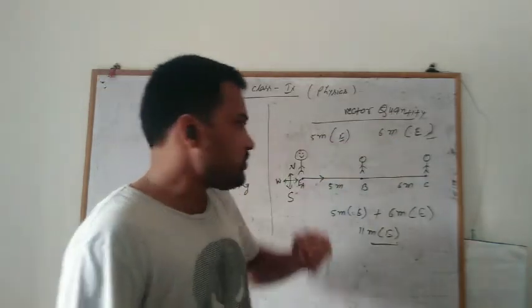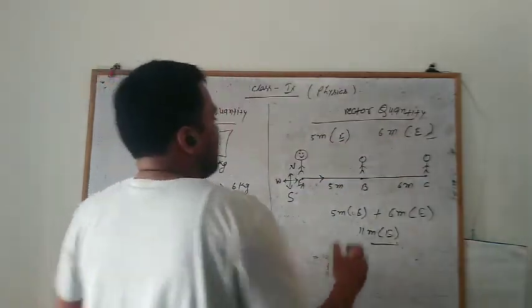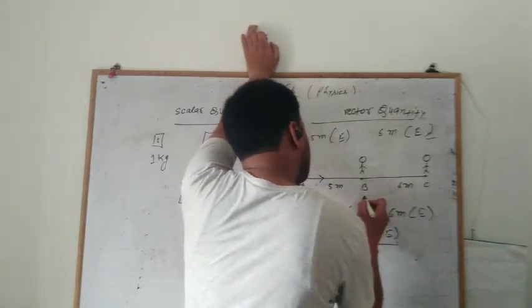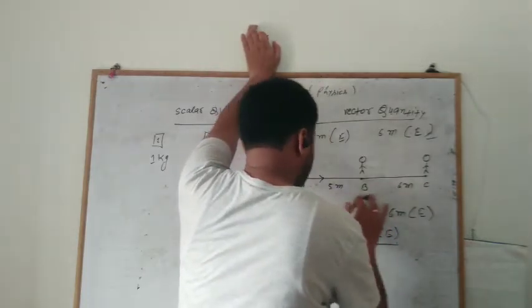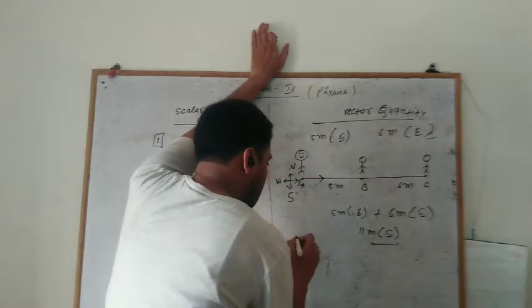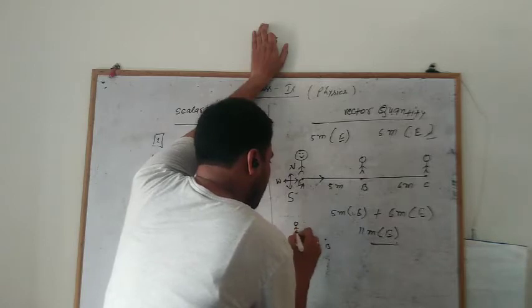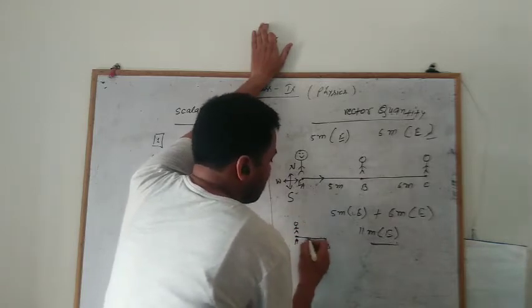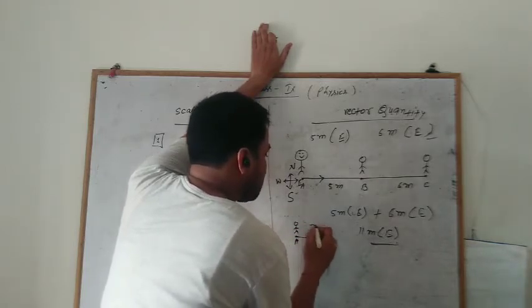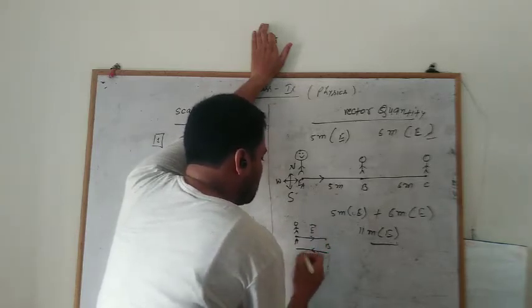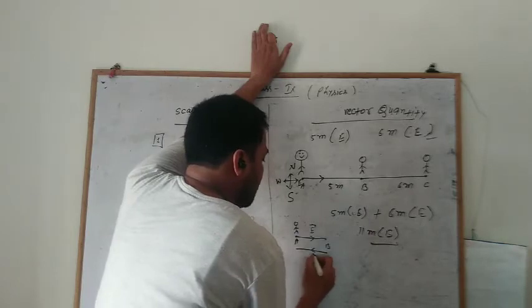But consider another example. Suppose this is point A and this is point B. Suppose this man is displaced first from point A to B in one direction, and then he comes back toward A, that is in the west direction.